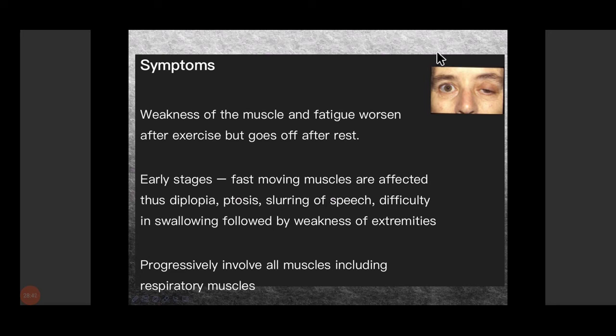Okay. So I move on to the myasthenic condition wherein there is cholinergic deficiency. And how does it appear? There is a weakness of muscle and fatigue that worsens after exercise. In early stages, the fast moving muscles are affected, and the response is like diplopia, ptosis, slurring of speech. There is cholinergic deficiency, because of which there is difficulty in swallowing and weakness. Progressively it involves all muscles, including respiratory muscles.